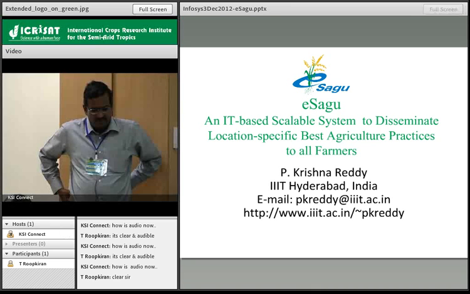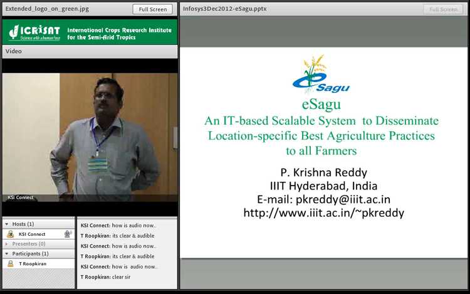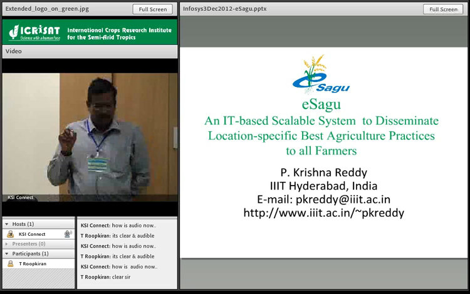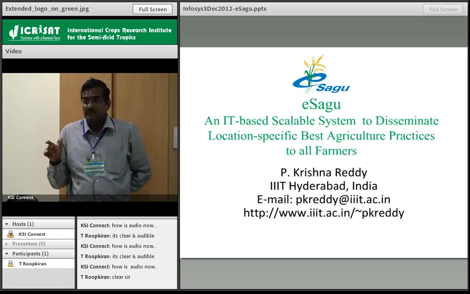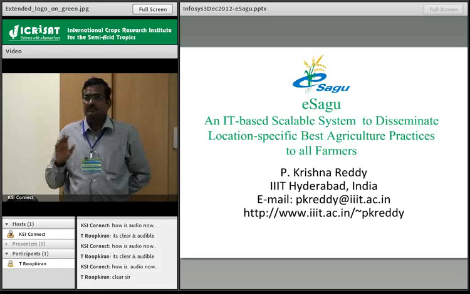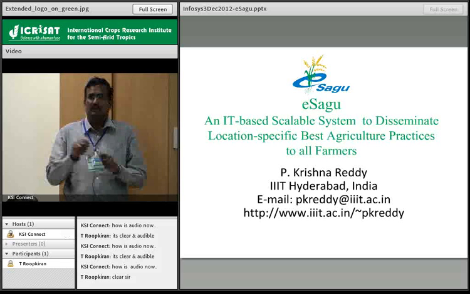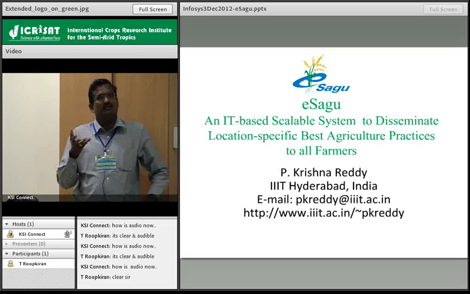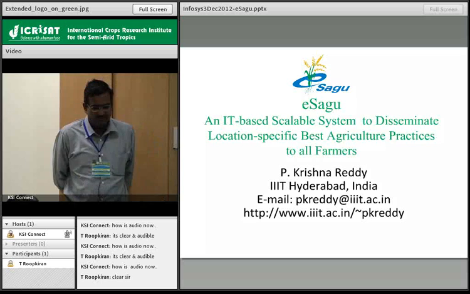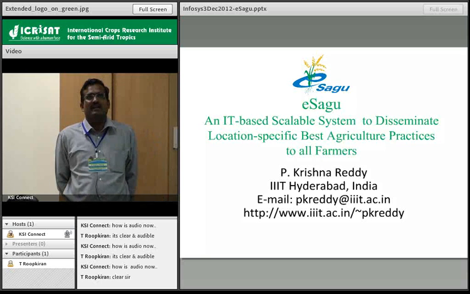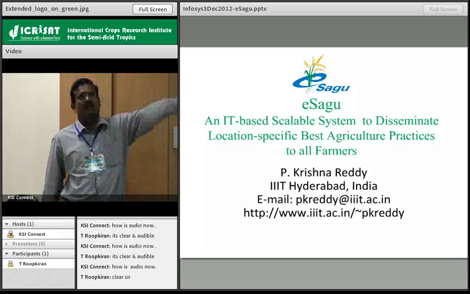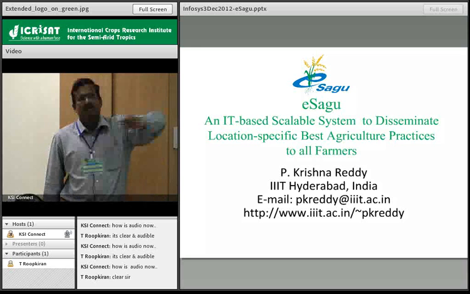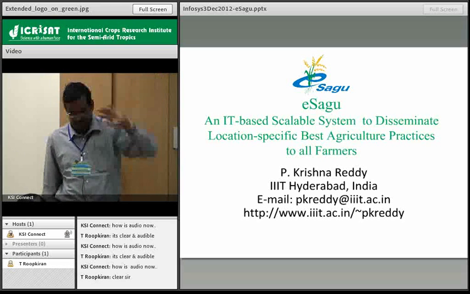A scalable system to disseminate location-specific best agriculture practices to all farmers. Scalable means that the cost should increase linearly with the numbers, or it is saturated. It is location-specific best practices. By this, you are covering all agroclimatic zones, differences in North India, East India, West India, everything.